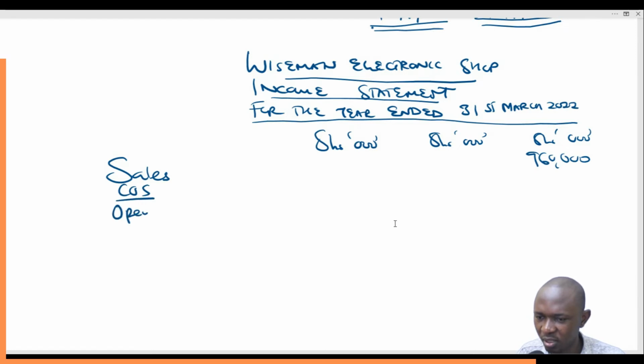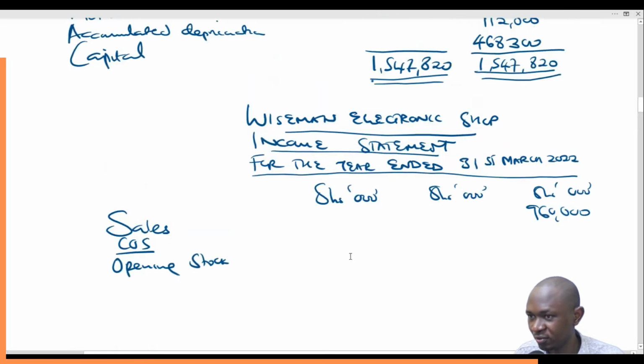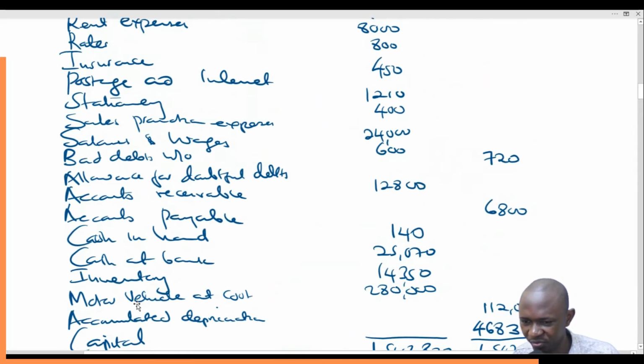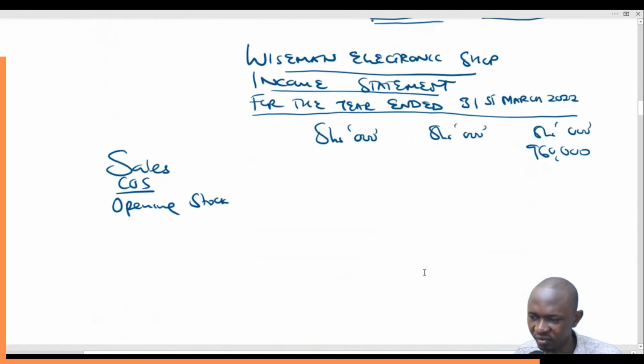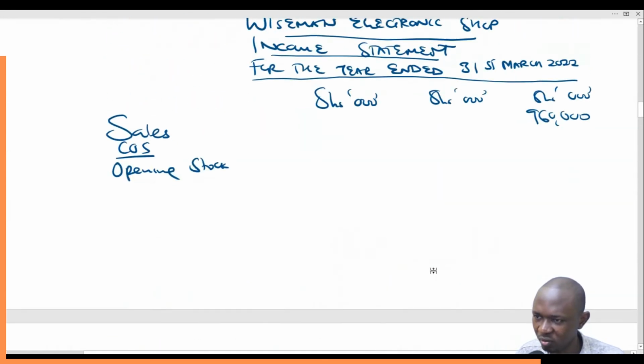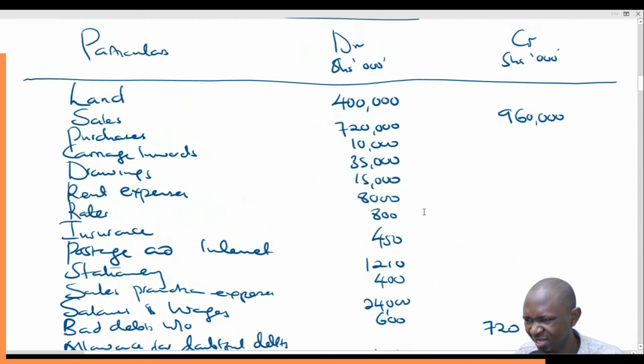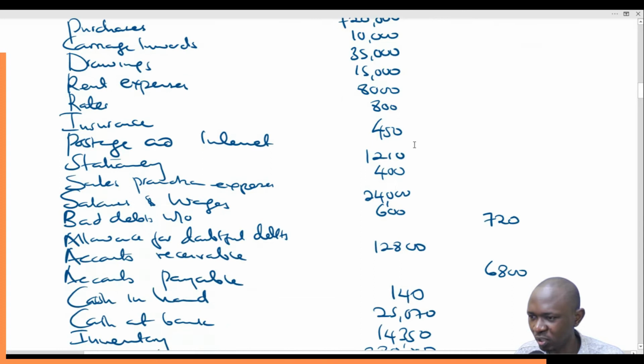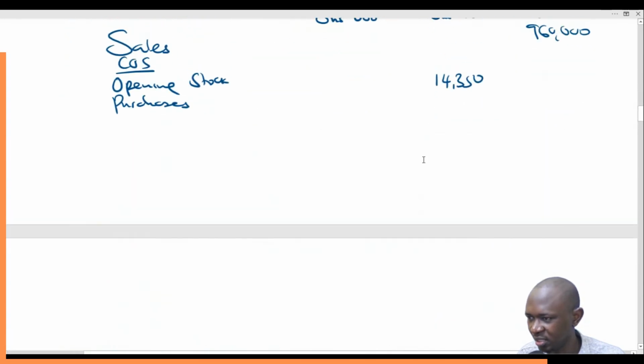And under cost of sales, we have the opening stock. I think it was 14,350 if I'm not wrong. Yeah, inventory 14,350. This is the opening inventory. In the trial balance, we'll always get the opening inventory, not the closing inventory. Then plus purchases, and our purchases was 720,000.